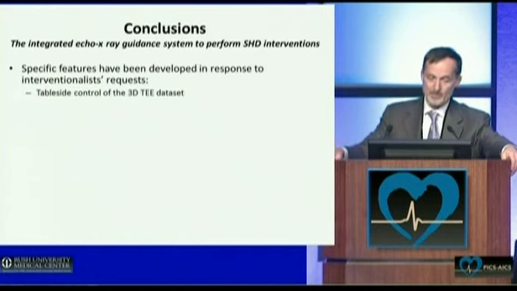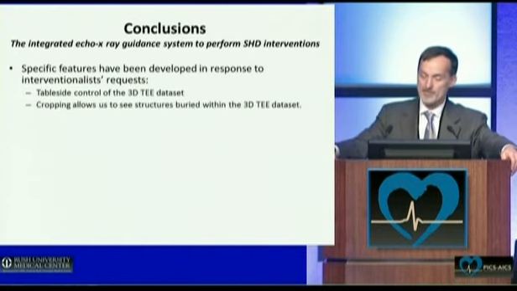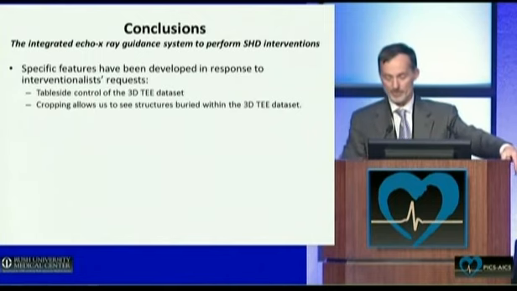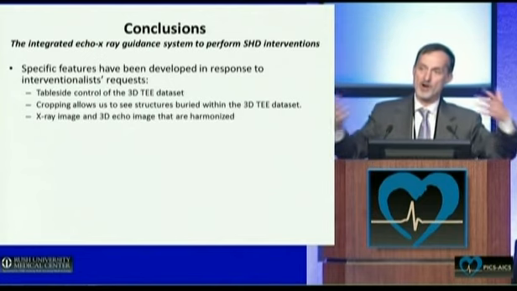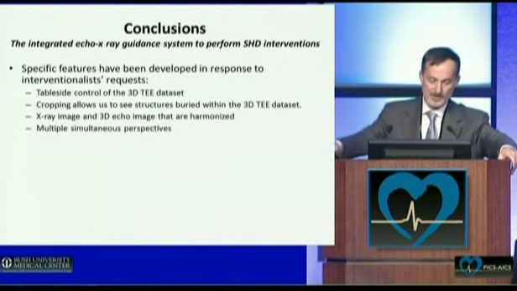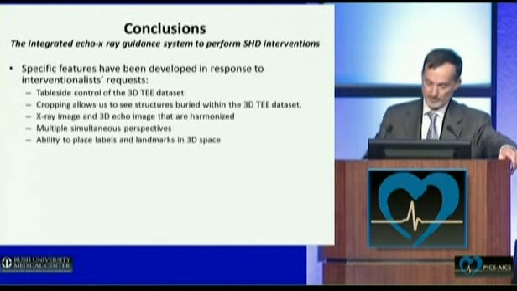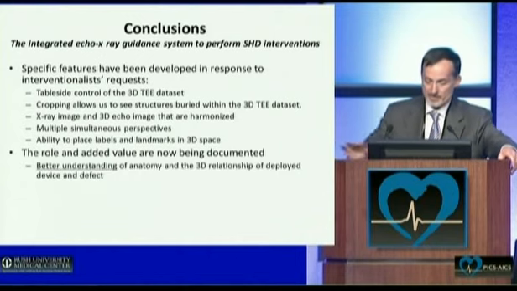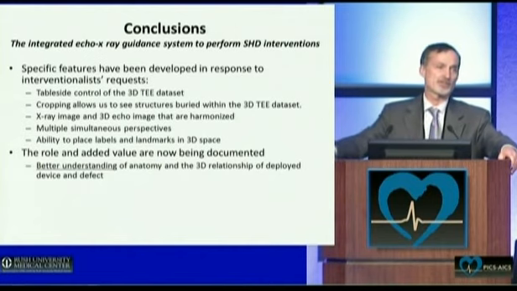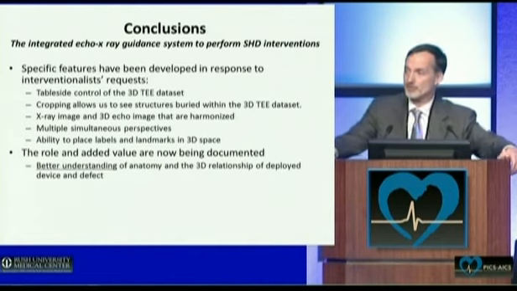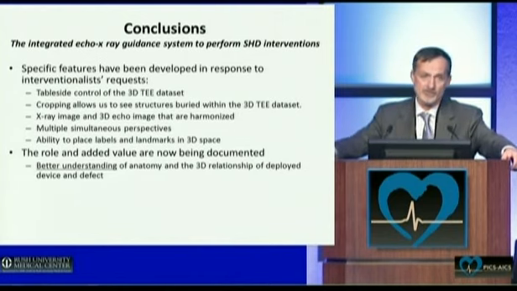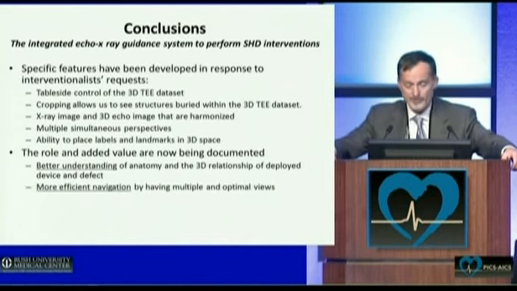So in conclusion, this integrated echo X-ray guidance system has specific features that have been developed in response to what we need. We need tableside control. We need cropping that allows us to see structures buried within a 3D data set that normally wouldn't be revealed. We need the ability to harmonize X-ray and 3D echo images. We need simultaneous perspectives. We need the ability to place labels, landmarks. And now the role and the added value are being documented, both in terms of an obvious better understanding of anatomy and the 3D relationship of deployed devices and defect, and wouldn't that be useful in understanding issues like potential for erosion? More efficient navigation.